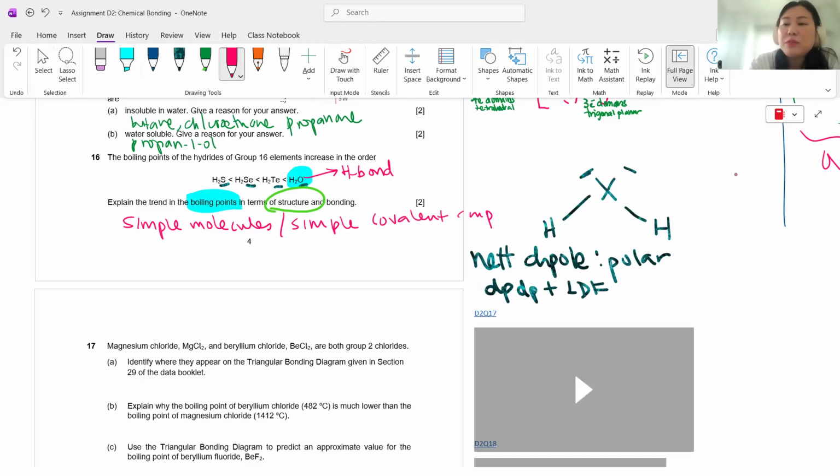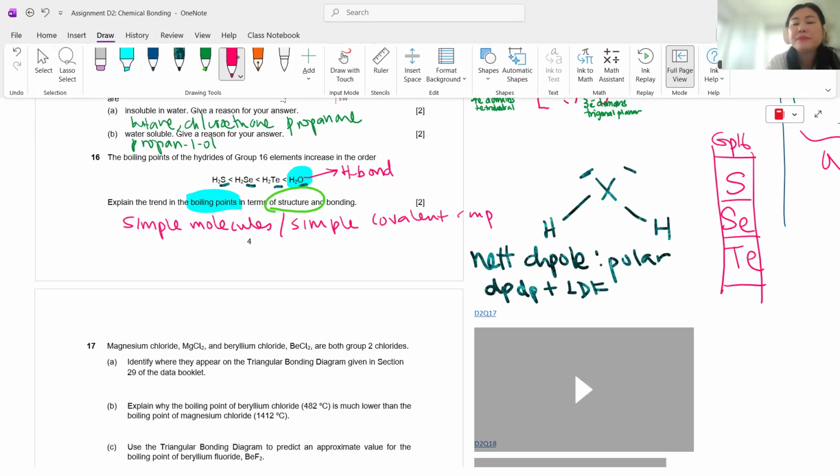To explain the variation between the S, the Se and the Te, we will have to go to the periodic table. And we find that actually they are all in group 16, but going down the group. So you're expecting the size is getting bigger and bigger, right? 1 shell, 2 shells, 3 shells, 4 shells. So therefore, that variation between H2S, H2Se, H2Te is to do with the London dispersion force, which is directly proportional to the size of the electron cloud.